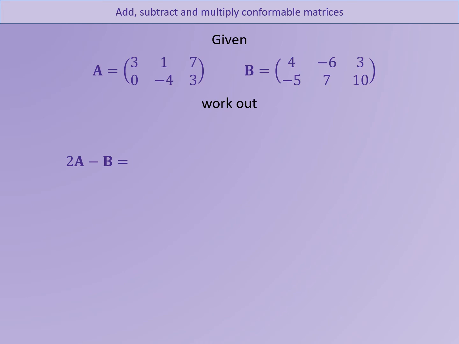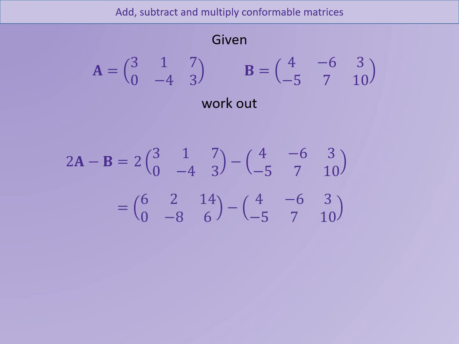Okay, now here's one that you can try. Matrix A and B are given. See if you can work out the value of 2A minus B. Okay, the first line would look like this: 2 lots of A, take away B. We then multiply the scalar 2 through matrix A, and then we subtract the second matrix from the first.